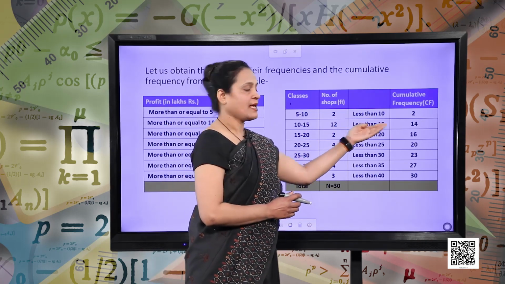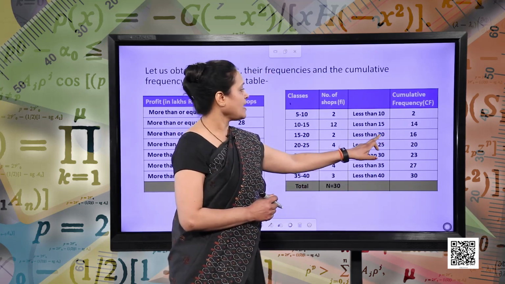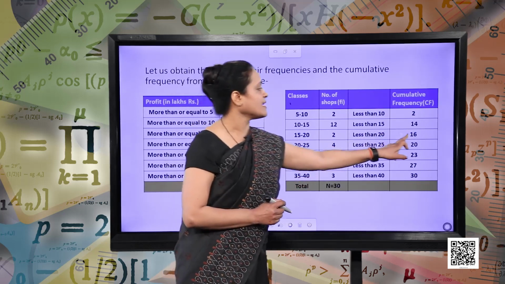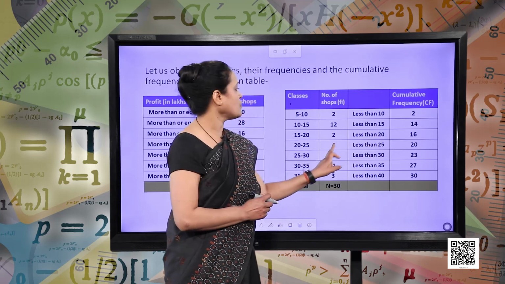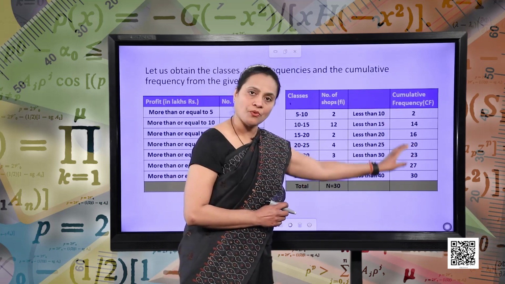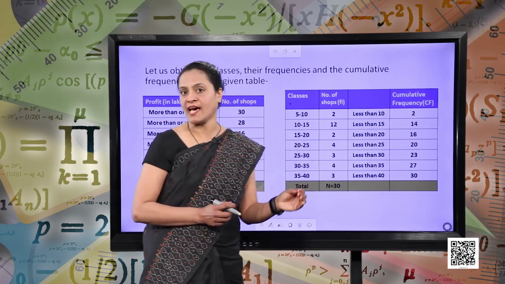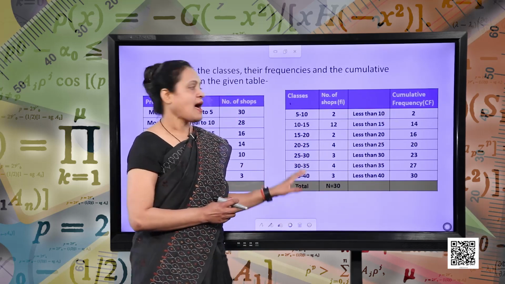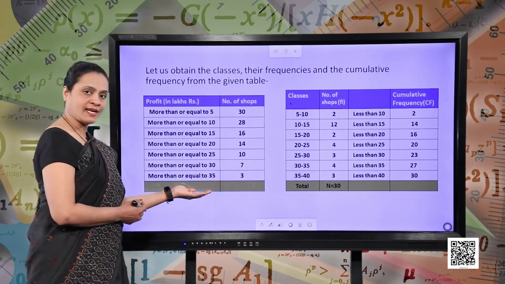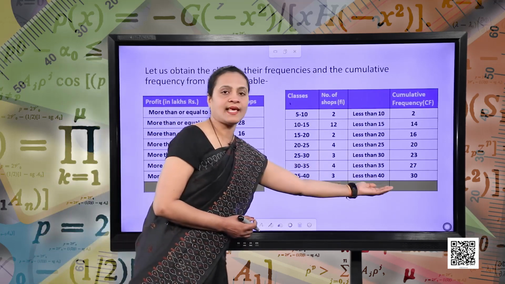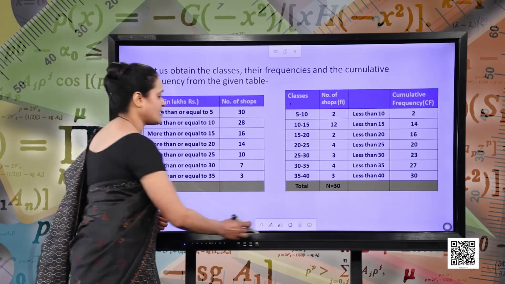Less than 15, it will be 12 plus 2, that is 14. Less than 20, it will be 14 plus 2, that is 16. For less than 25, it will be 16 plus 4, that is 20, and so on. You can write the cumulative frequency of less than type for each row. After getting these tables, now we can plot the more than type ogive as well as the less than type ogive for this distribution. Let us go for that.